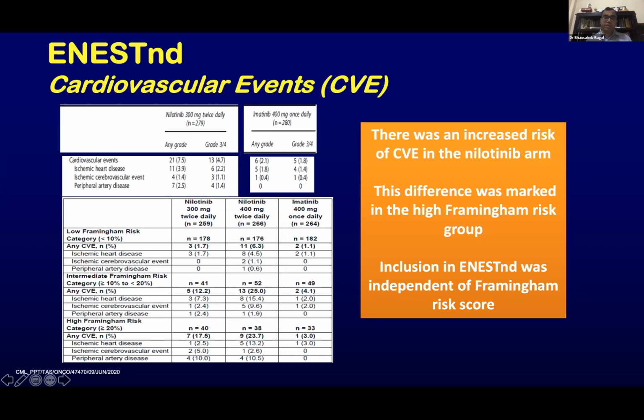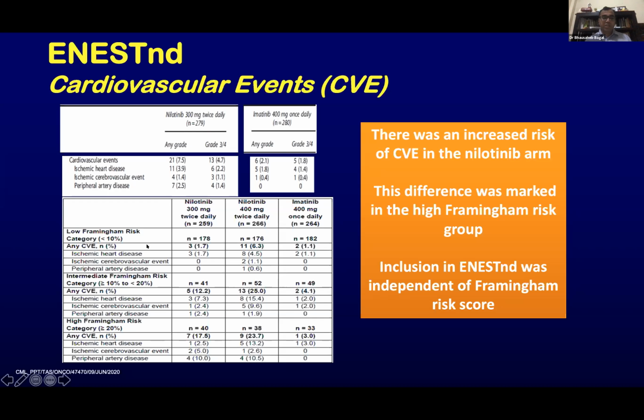So what is happening there? Are we losing patients because of the side effects? This is an important question. If you look at nilotinib, you want to know about cardiovascular side effects, and definitely the cardiovascular side effects, if you focus on grade 3, grade 4, are more in the nilotinib arms, both of them, at 5 and 13%. So definitely this is there.